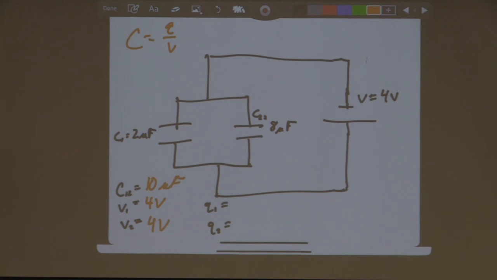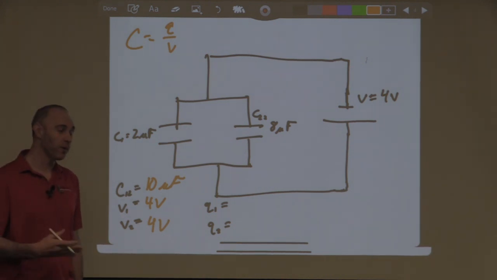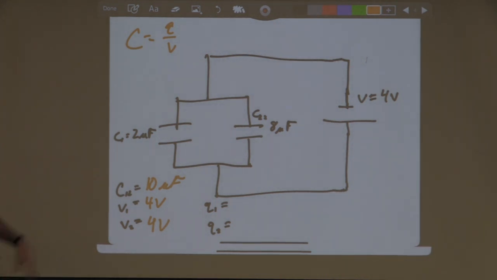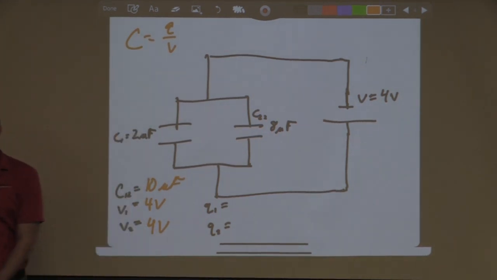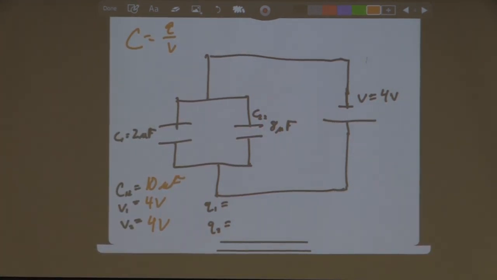Now that we know V for both of them, what else can we find? We know V, we know C. We can find Q. How do we find Q? Since C equals Q over V, Q equals CV. Take C times V. 4 times 2 microfarads.